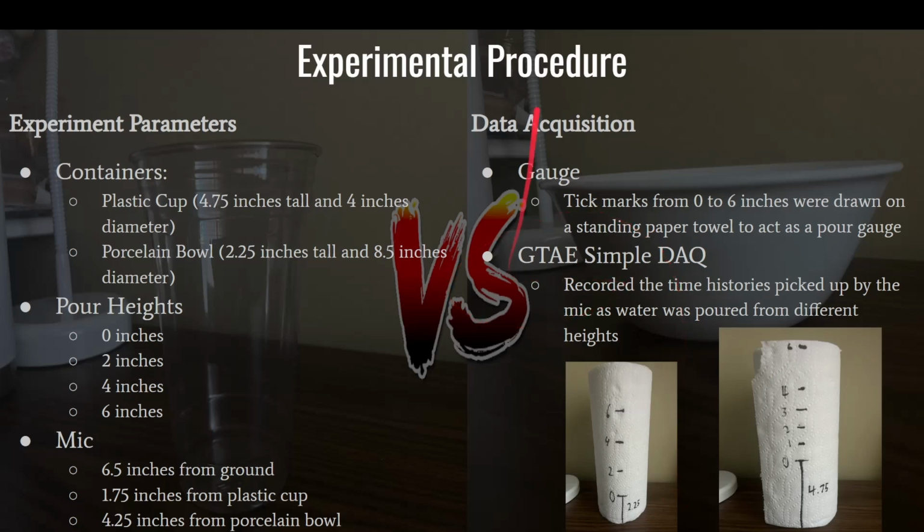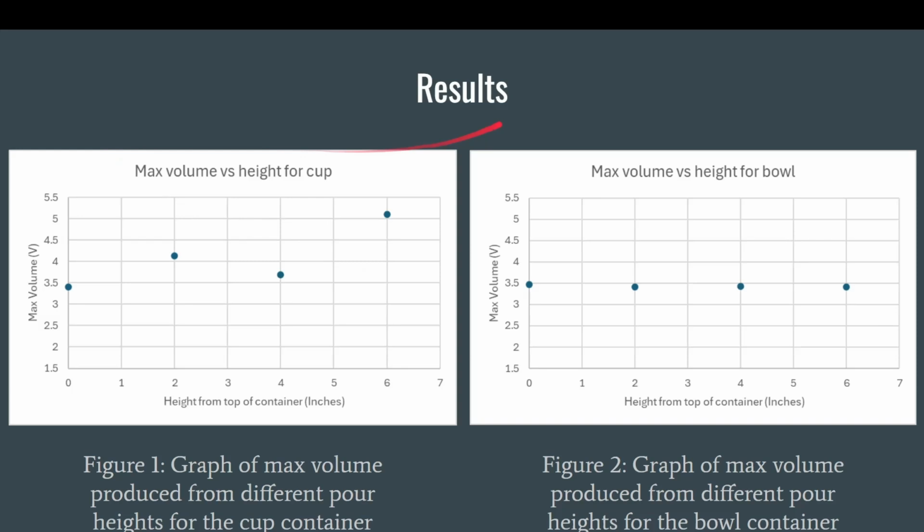And data-wise, I used GTA Simple DAC to record the time histories picked up by the mic as water was poured from the different heights. And so here are the results. I decided to plot max volume versus height for the cup and max volume versus height for the bowl.